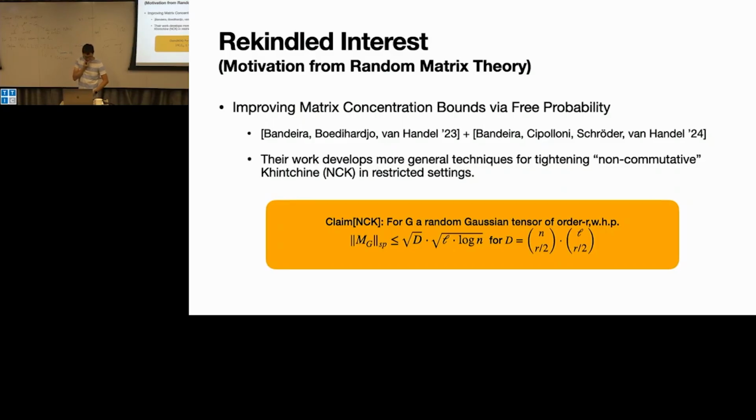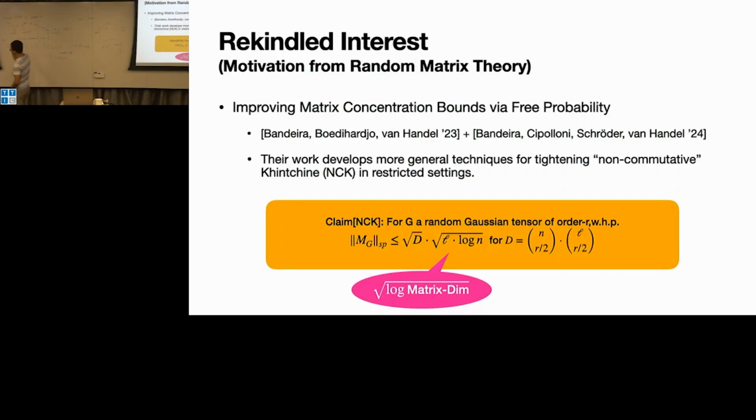Whatever. Okay, now I can say more about this motivation, and this is dear to my heart, I would say. It's really this recent line of work that tries to give improved matrix concentration bounds from techniques in non-asymptotic free probability. There's a line of work by Bandeira, Boedihardjo, and Van Handel, and then some follow-up work by co-authors. Their work develops more general techniques for tightening non-commutative Khintchine inequalities in restricted settings.